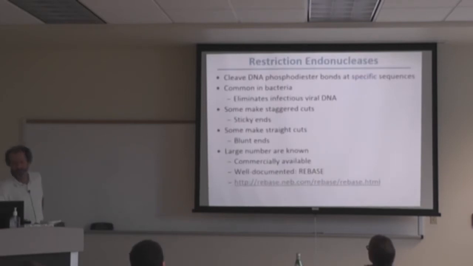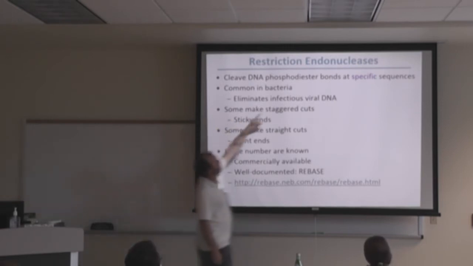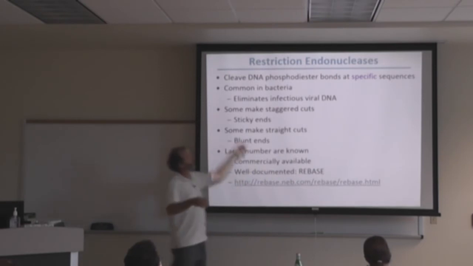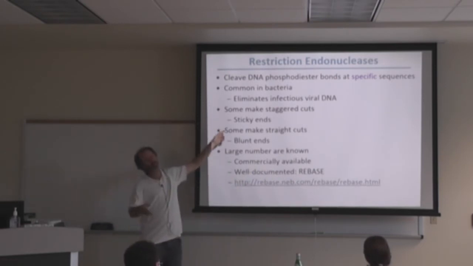So restriction endonucleases, can anybody tell me what those are? Isn't it cut towards the end of DNA? Exonucleases cut DNA from the outside in, so an exonuclease cleaves free outside ends. A restriction endonuclease means you're cleaving the DNA somewhere in the middle of the sequence.